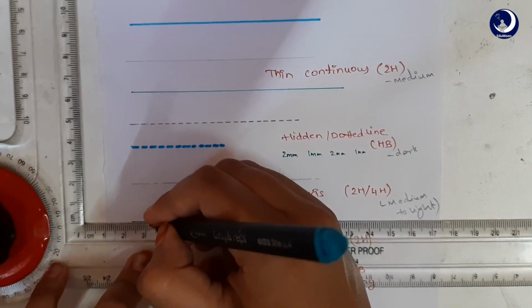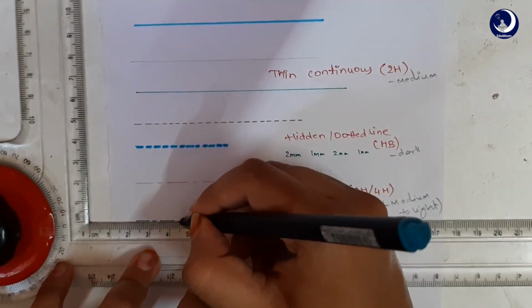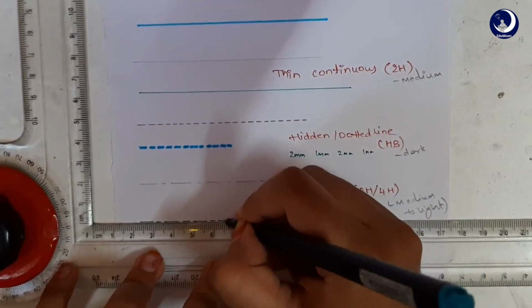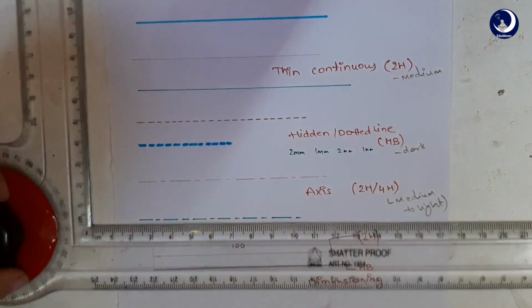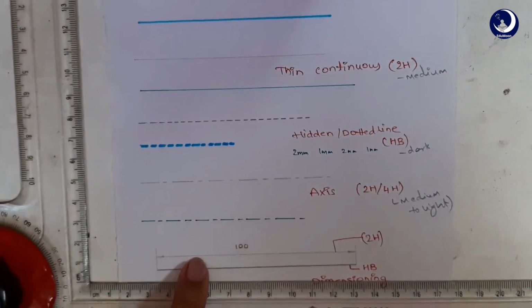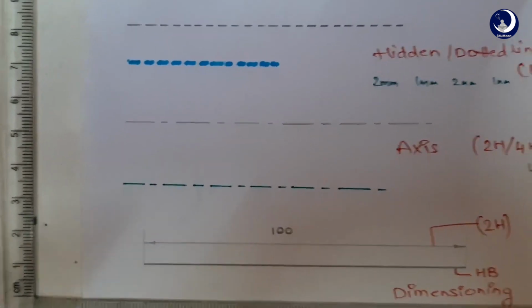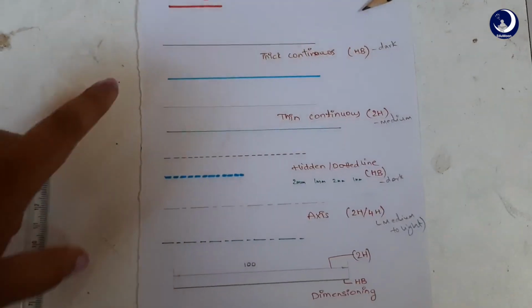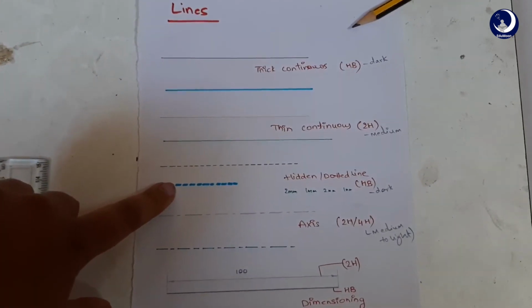That is 6 mm line, 1 mm gap, 2 mm line, 1 mm gap, 6 mm line, 1 mm gap, 2 mm line, 1 mm gap, 6 mm. And it follows. So your axis line should look something like this. Just for clarification, these lines are actually not represented using the pens. This is just for understanding purposes.